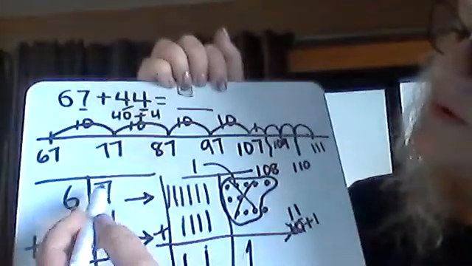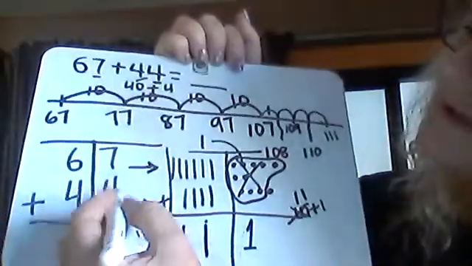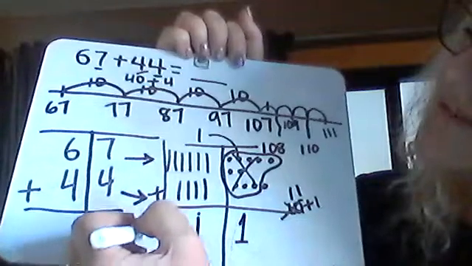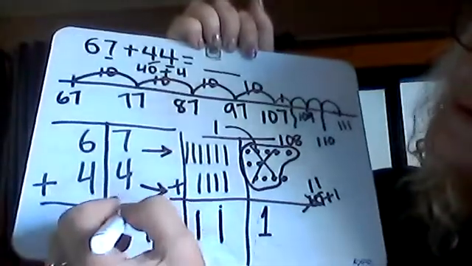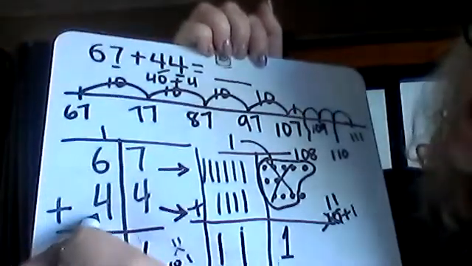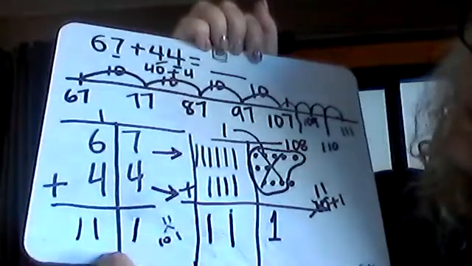Crazy. So 7 plus 4 made 11. 11 is 10 plus 1. So the 1 goes here and the 10 goes here. And 6 plus 4 makes 10. Plus 1 more is 11. 111. Good job. Thanks for working on both the number line and place value.